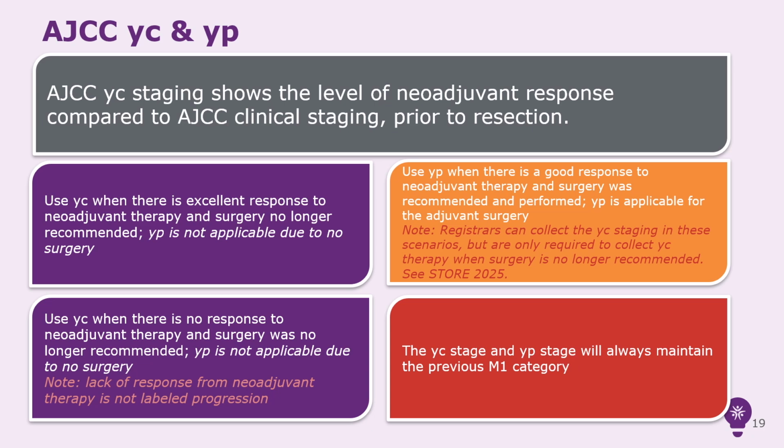The yC stage and yP stage will always remain the previous M1 category. Registrars are required to collect 2 out of the 4 possible stage groups: clinical, clinical yC, pathological, and pathological yP, but we can collect more than 2. This was a compromise that AJCC and the standard setters came up with when AJCC wanted to introduce the yC staging.